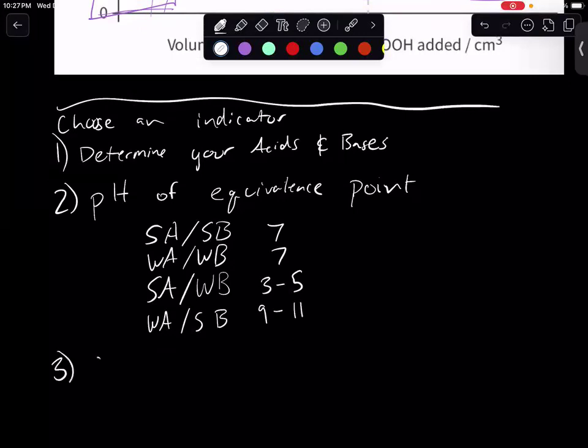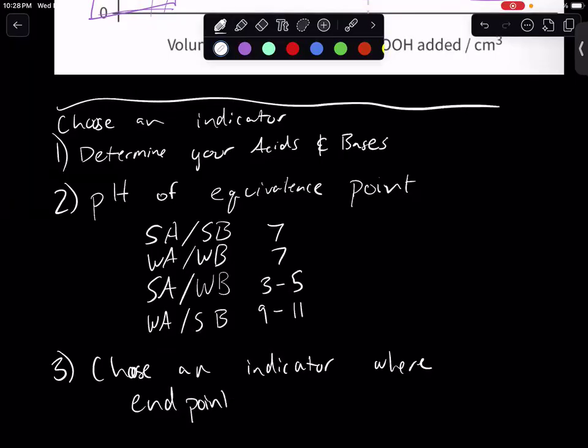And then finally, you choose an indicator where the endpoint, so that's the indicator value, is approximately the equivalence point.